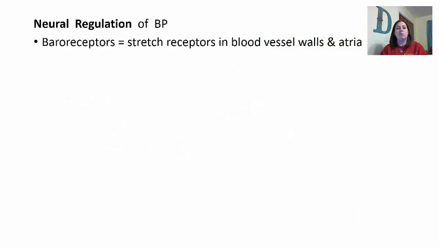So when we look at blood pressure, again, there are a number of ways that it can be regulated. Let's look at the neural regulation of blood pressure first. The first thing we want to look at is what we call baroreceptors. Baroreceptors are stretch receptors in your blood vessel walls and atria. As blood comes in, if it has a higher pressure, it's going to stretch these areas. If it has a lower pressure, they're going to remain more normal.